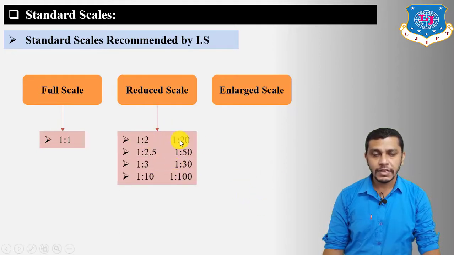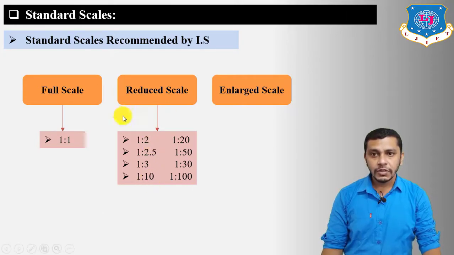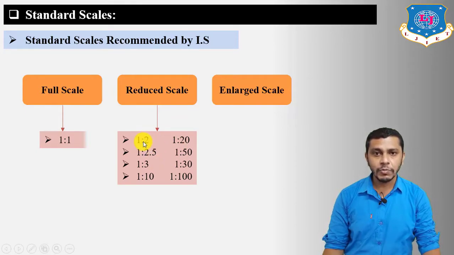Here are some indications of the reduced scale: 1:2, 1:20, 1:50, 1:30, 1:100, 1:10. We can also take 1:1000, 1:10,000, 1:2 lakh. Okay. So if you are taking 1:2 scale, that means the dimensions of the object in the drawing are half of the actual dimensions of the object. If you are taking 1:10 scale, that means the dimensions of the object in the drawing are 10 times smaller than the actual dimensions of the object.